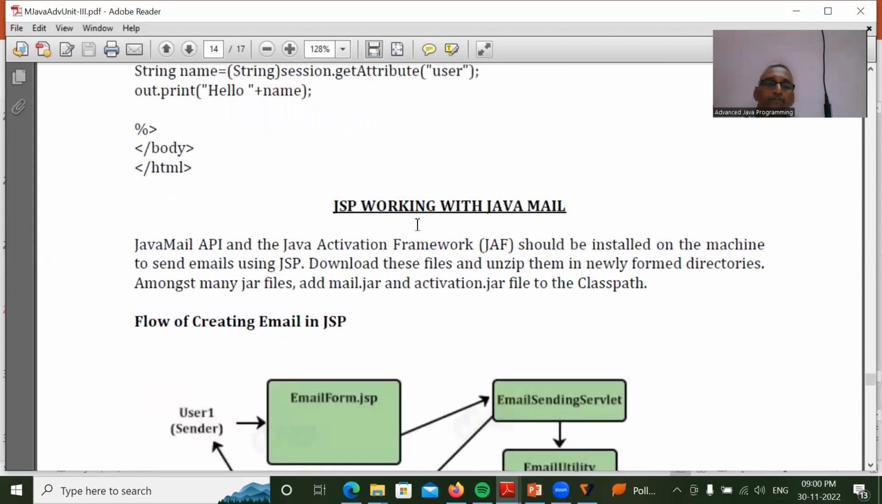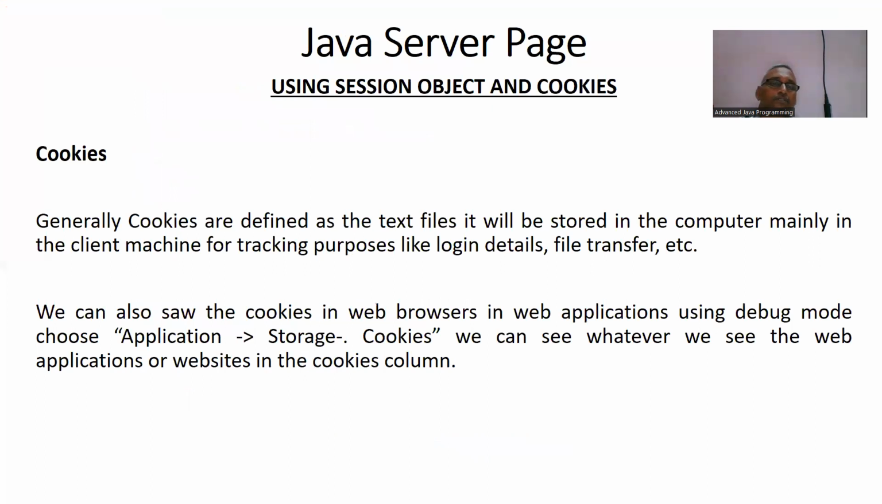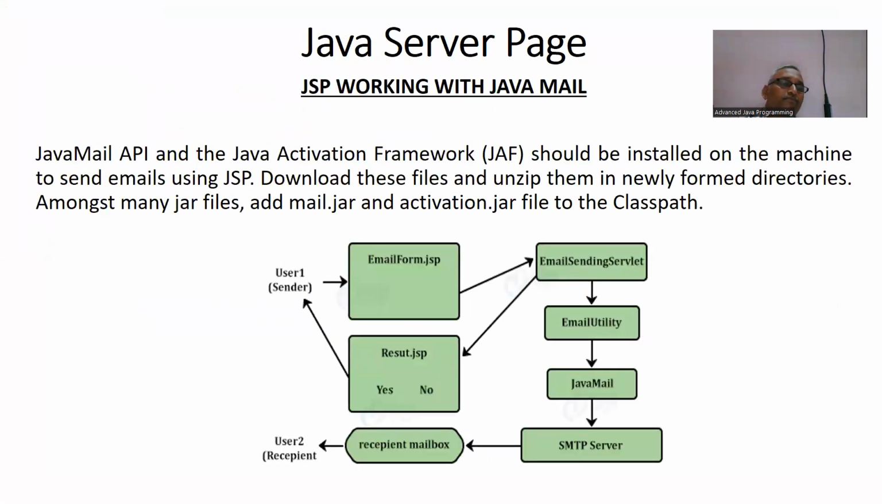Next, we will move to JSP working with JavaMail. The JavaMail API and the Java Activation Framework should be installed on the machine to send email using JSP. Download these files and unzip them in newly formed directories. Among the many jar files, add mail.jar and activation.jar to the classpath.